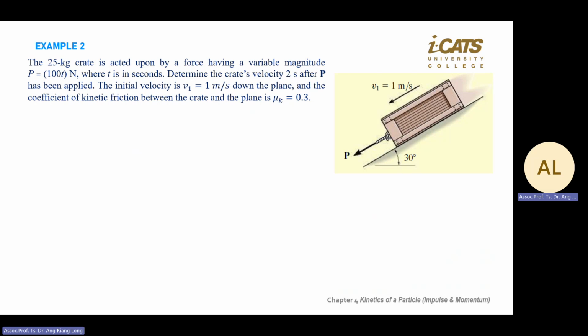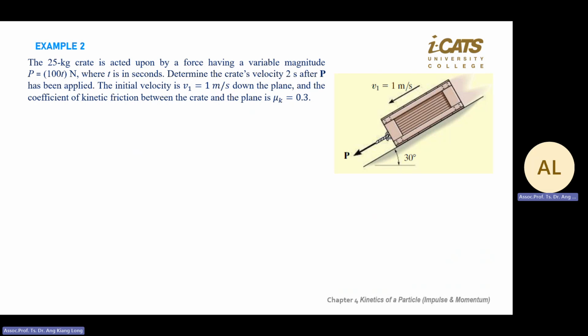So here, determine the crane velocity 2 seconds after T has been applied. Initial velocity is given, and the coefficient of kinetic friction for the crane is given. Mu k is 0.3. So mu k given means the object is already moving. If you're given mu s, it means the object is static.